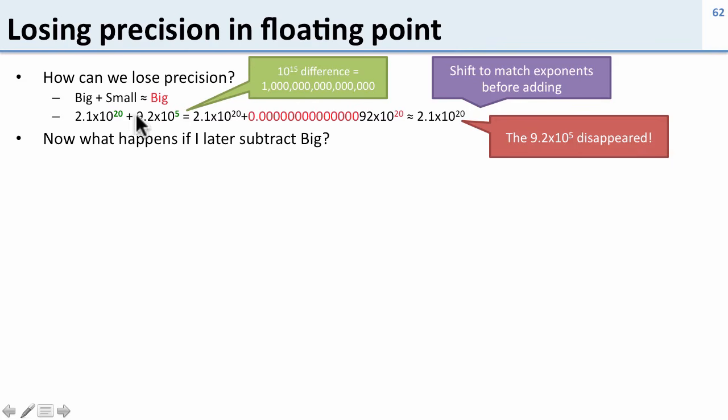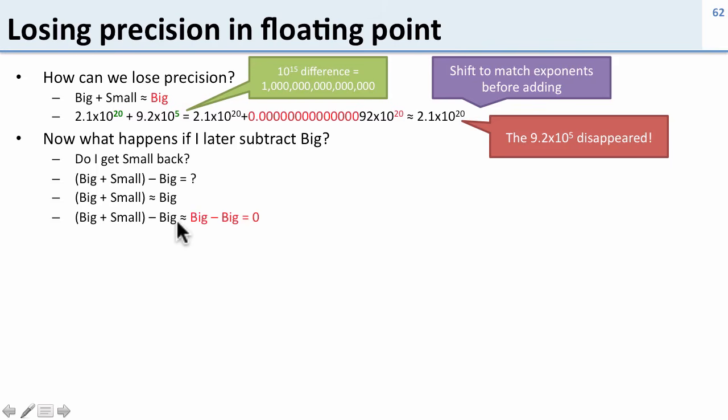So what happens if I do this math and then I subtract out big in the end? Do I get small back? Well, so here's the question. What does big plus small minus big equal? We just saw up here that big plus small is big. So big plus small is big, so big plus small minus big is going to be big minus big, or 0. That's not what we expected.